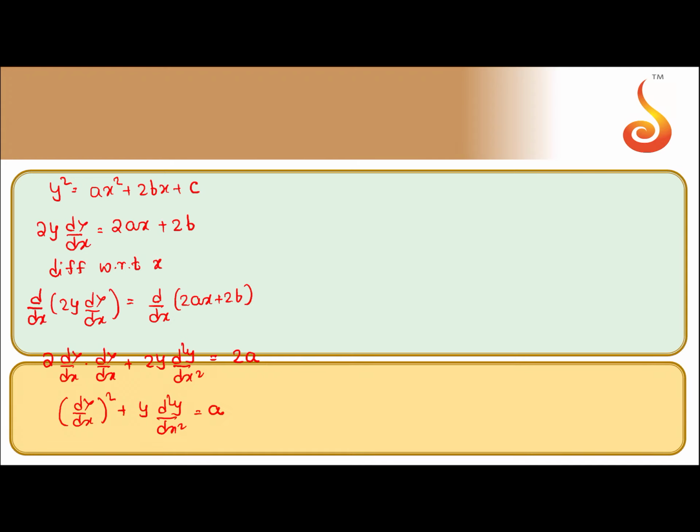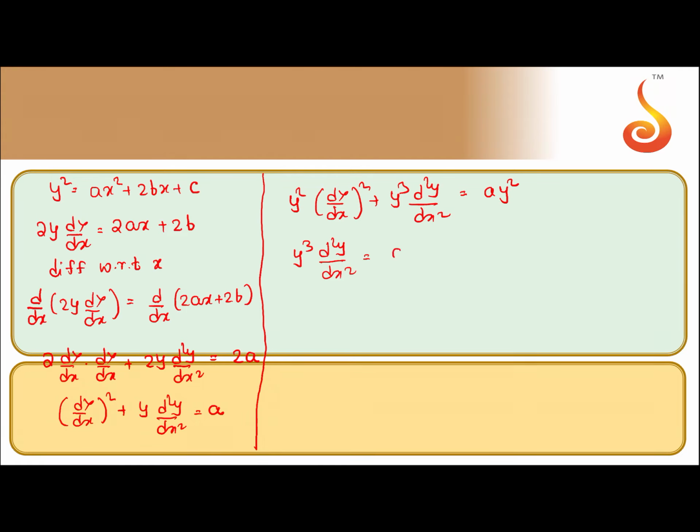equal to a. Now what we do, we multiply with y square throughout the equation. So we get y square dy by dx whole square plus y cube d2y by dx square is equal to ay square. Now what we require, the value of y cube d2y by dx square, is ay square minus y square into dy by dx whole square. So now already we know y dy by dx is equal to ax plus b. So y dy by dx whole square is equal to ax plus b whole square.